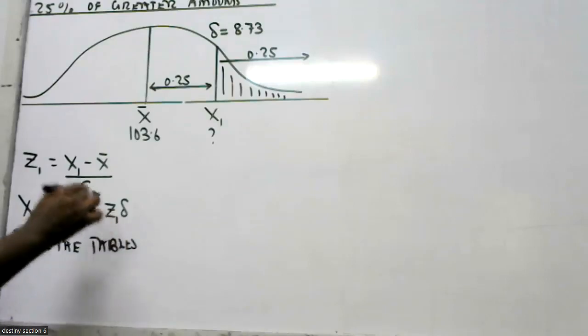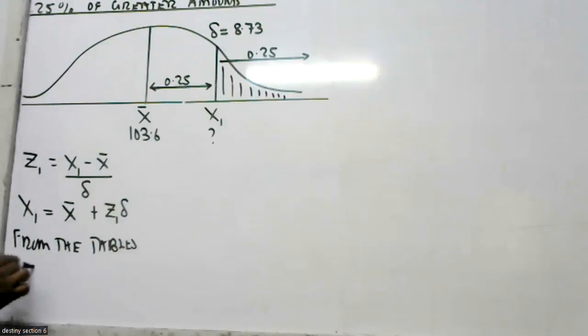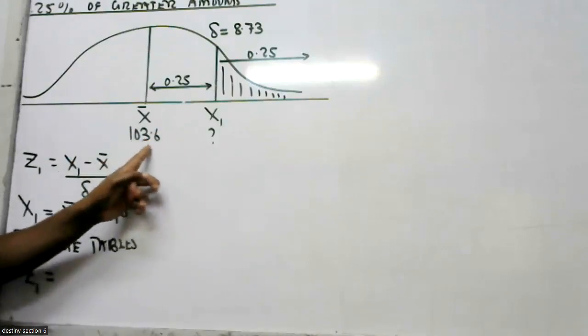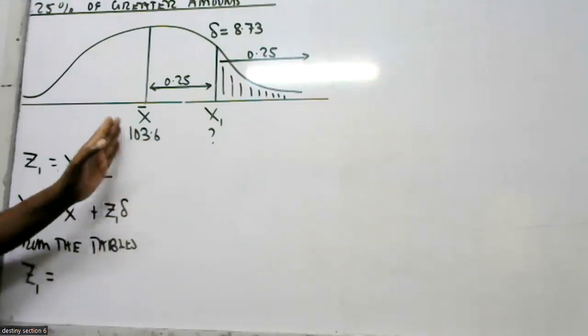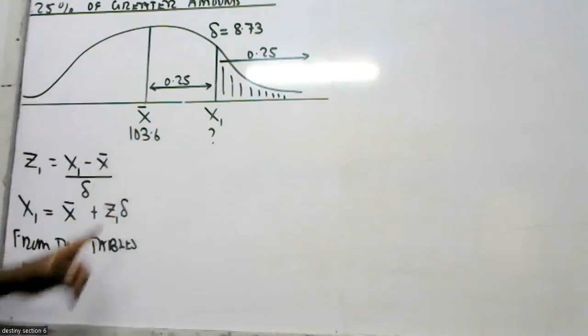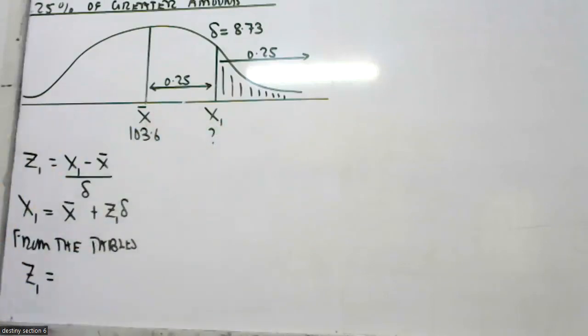So from the tables, now we needed to specify this is Z1. Z1 will be equal to... There is something else that you need to remember. As long as your X is on the upper side of the mean, the values of Z will be positive. But as long as you're on the lower side, the values of Z will be negative. So now that our X1 is on the higher side, this will be positive.